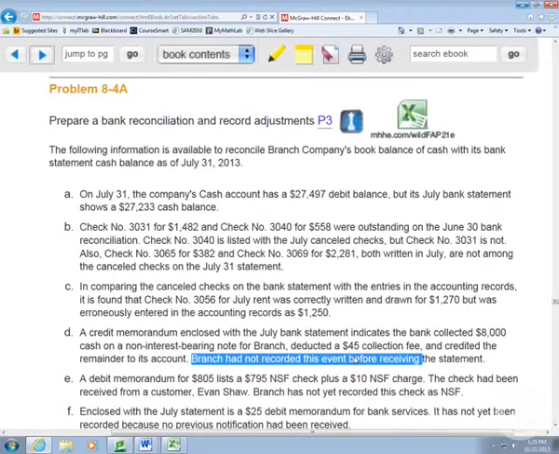Now, first of all, letter D, which side does it affect? Does it affect the bank, or does it affect the books? The books. The bank already gave you the money, so the bank record is correct. You did not record this. Are we going to add more money to our bank account, or are we going to subtract? Add. How much are we going to add?